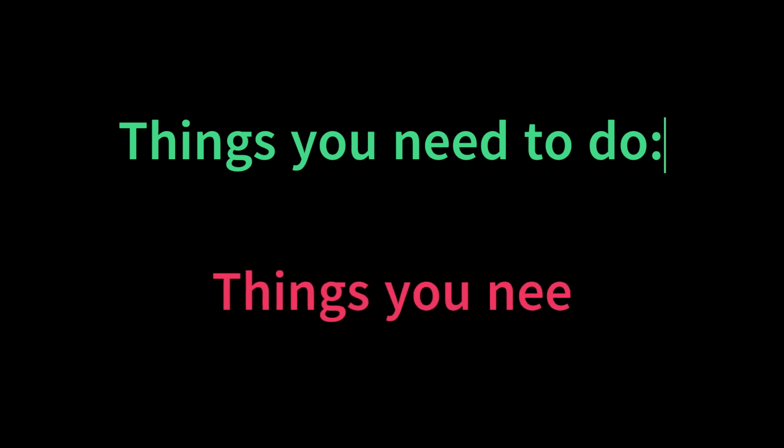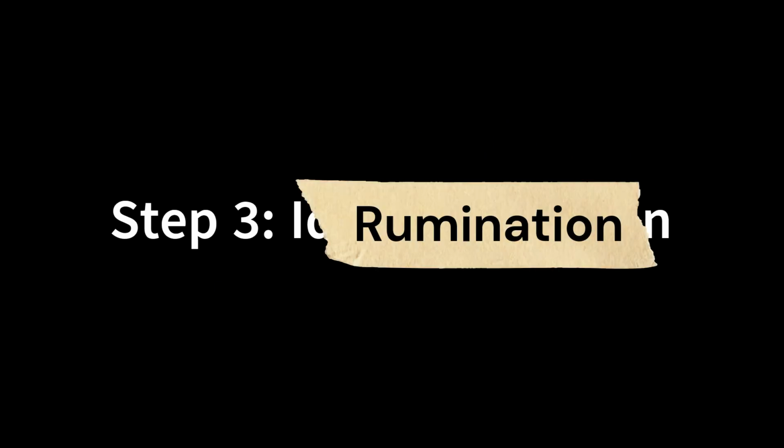To word it in a different way, your requirements are a list of things you need to do and things you need to avoid, so that you can make sure to do the necessary things while avoiding the, well, things you need to avoid. Step 3. Idea generation, or to keep with the R theme, rumination.